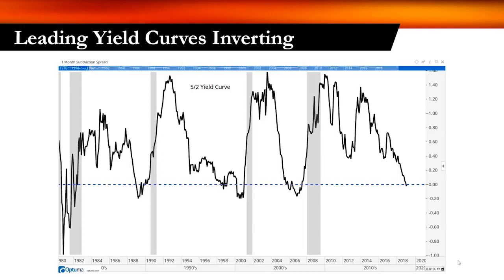That means we should expect the more popular 10-2 to invert soon. So that's what we're watching for now. The 5-2 has already told us an inversion is likely in the more popular yield curve. So we already have a warning, recession on the way.